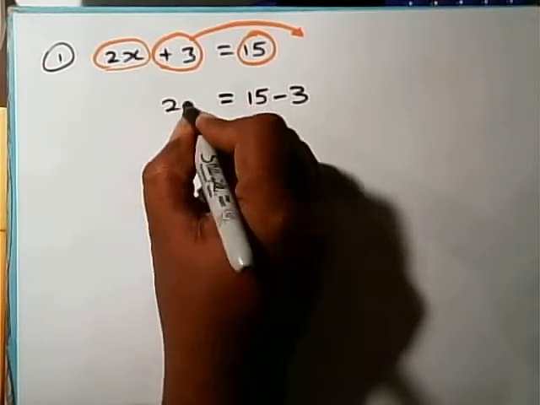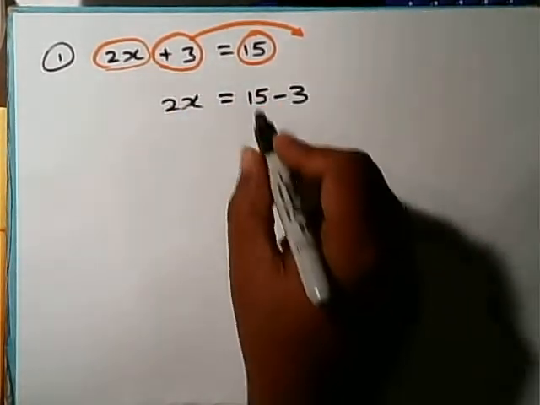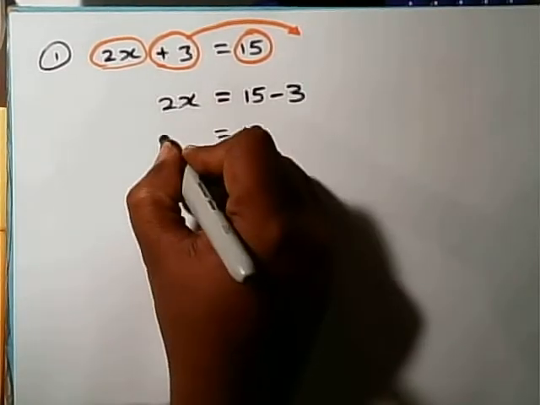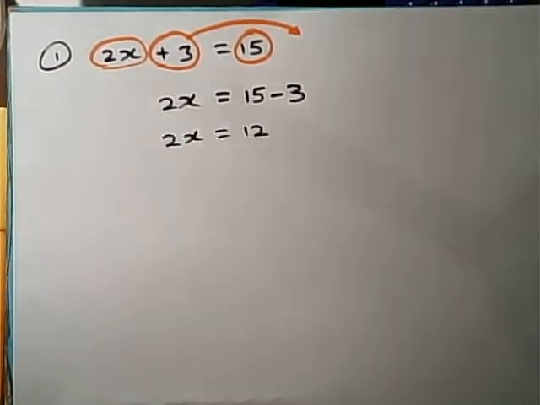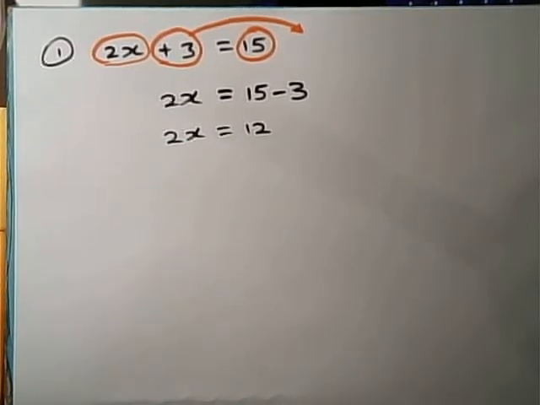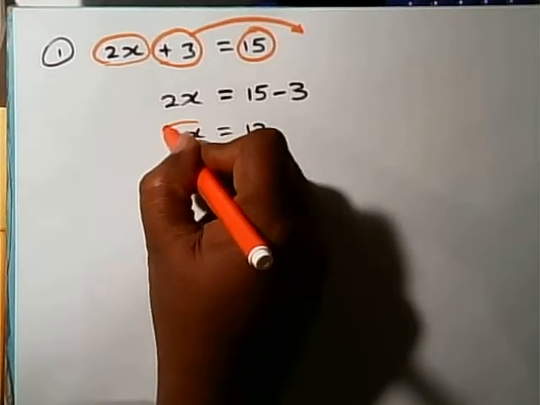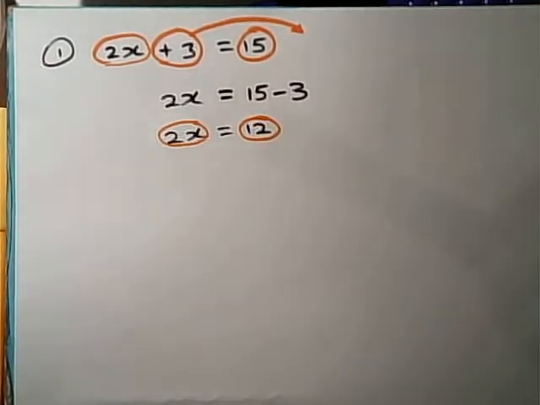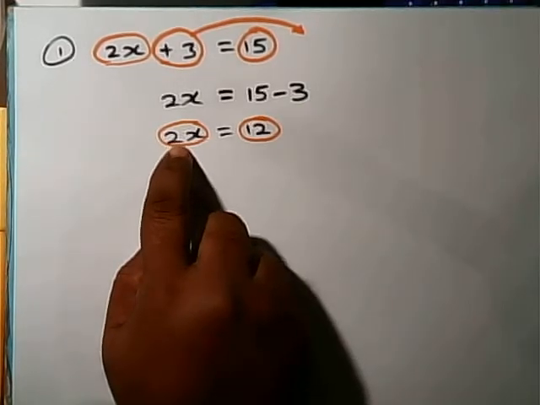We're left with 2x on this side. 15 take away 3 is 12. 2x alone on the side. We have a situation now where we've got just one term on this side, one term on this side. Moving terms can't help us anymore.